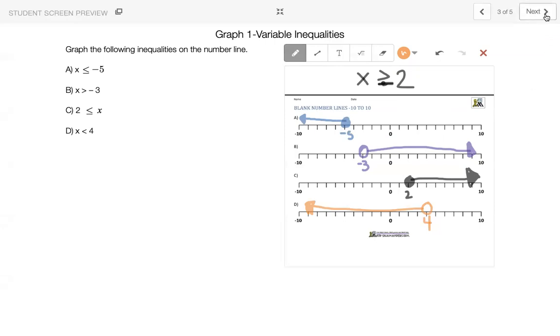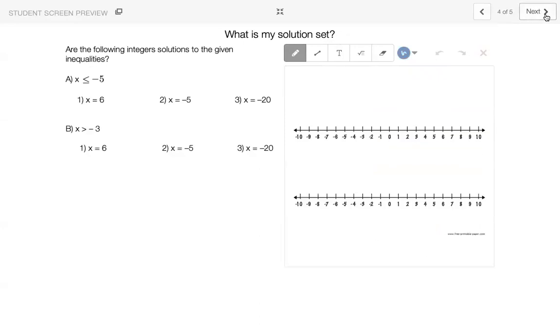Next thing is, let's see if we can figure out if things are solutions or not. So let's go back to graph number A. We just graphed this, so I'm going to graph it really quickly for you again. I'm going to go to -5, close the circle, and point it to the left. I'm going to over-exaggerate this graph so you can see all the solutions.